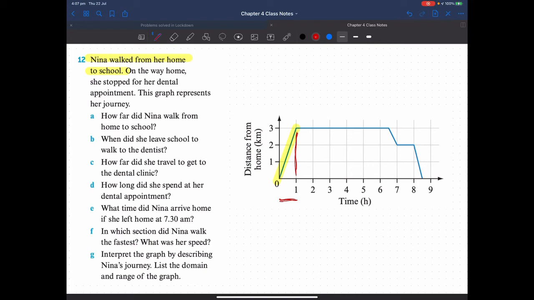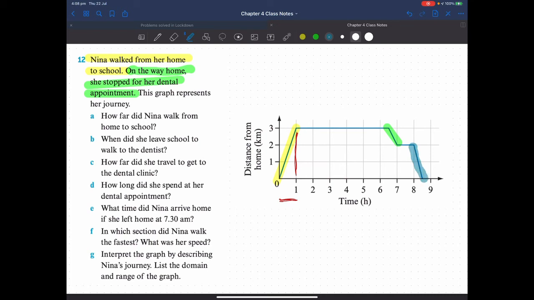On the way home, that means she's going to be getting closer to home. On the way home, she stopped for her dental appointment. Stopping for her dental appointment, I've highlighted in green. So there we've got it highlighted in green on the graph. That's on her way home. We know that because it is getting closer to home. After that, she then returned home.